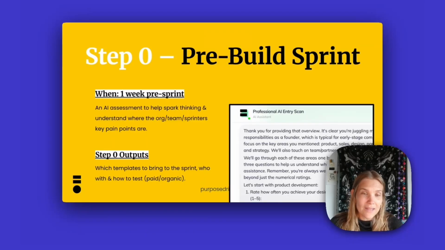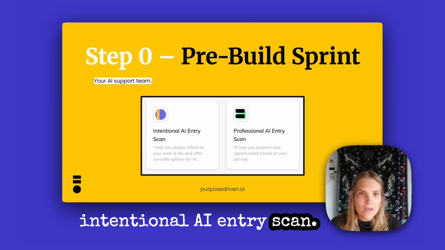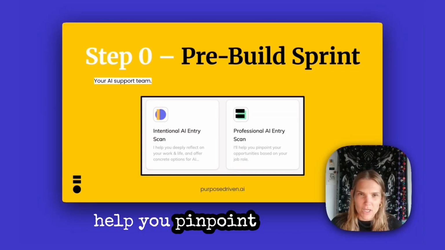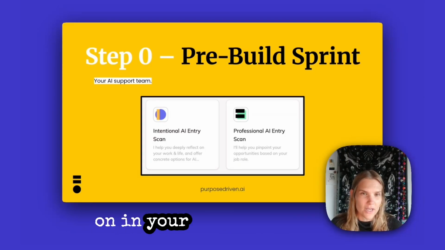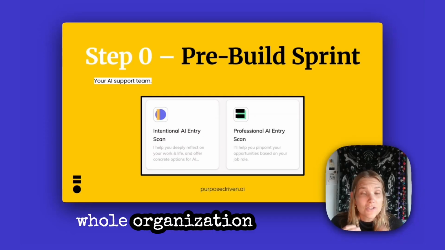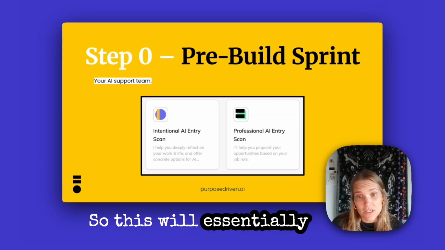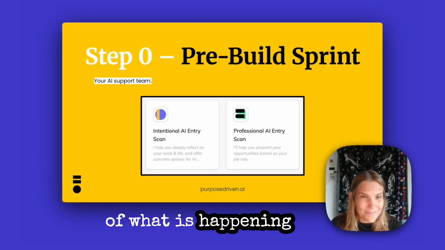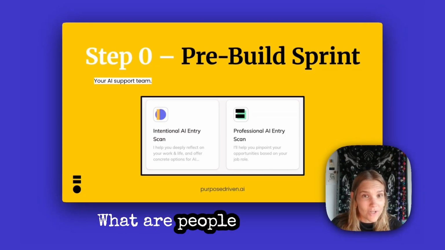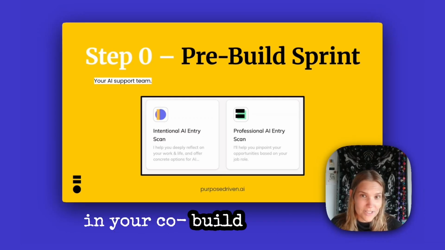There is a pre-step to the sprint, which includes this intentional AI entry scan. This is made to really help you pinpoint what you should be focusing on in your AI solution. So if you're doing this with your team or organization, you can take this scan and give it to your whole organization so that you can pinpoint where the challenges are and where people really are looking for those AI solutions. So this will essentially just give us an overview of what is happening in your organization, what people are really struggling with, and what AI solutions you should be focusing on in your cobuild sprint.